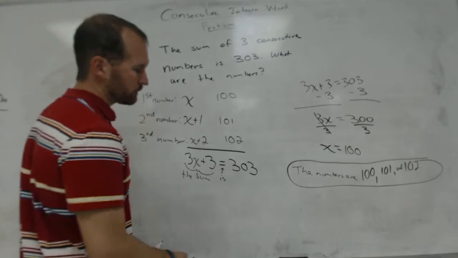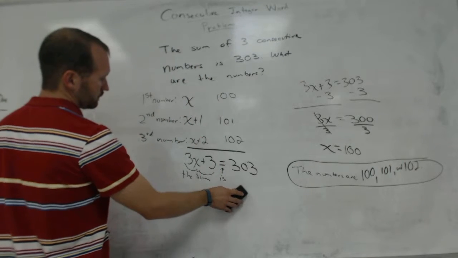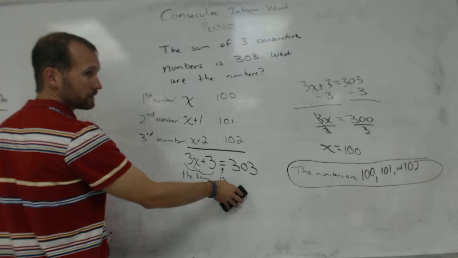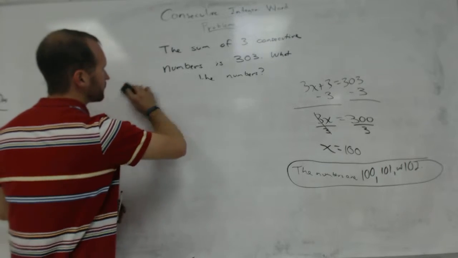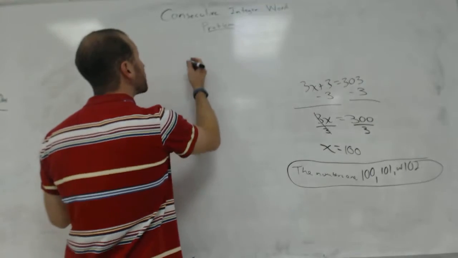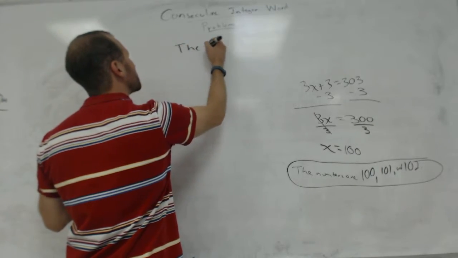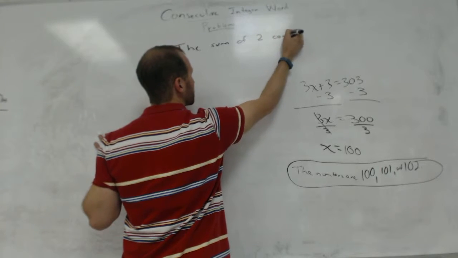Let's do another example. Alright. What if they just gave us 2 numbers? The sum of 2 consecutive numbers.